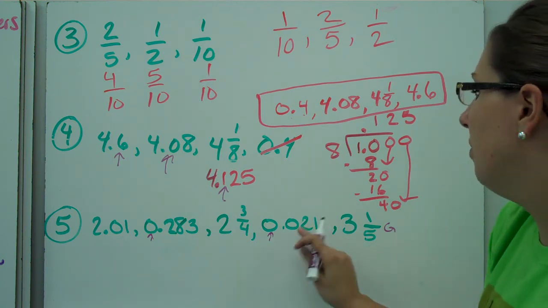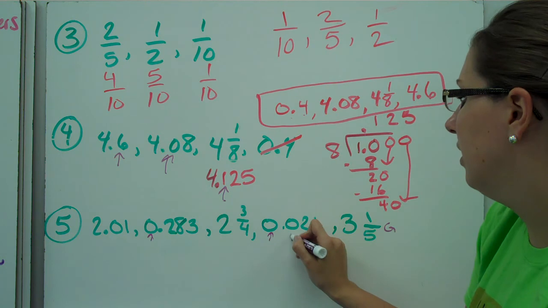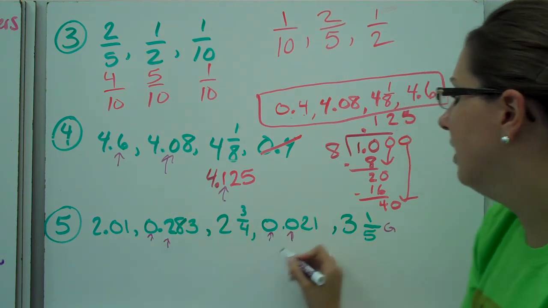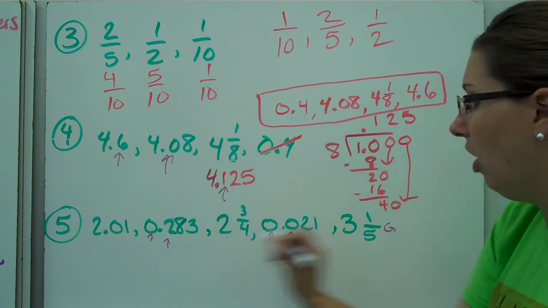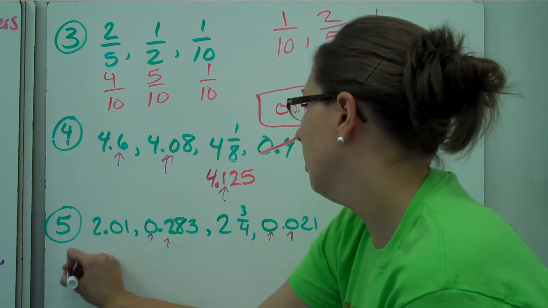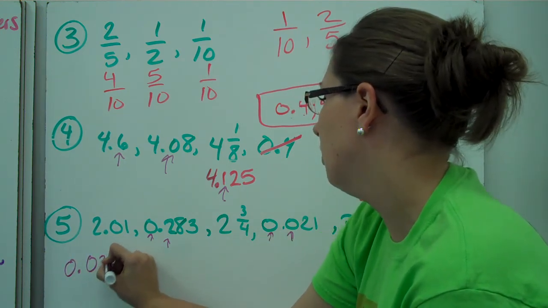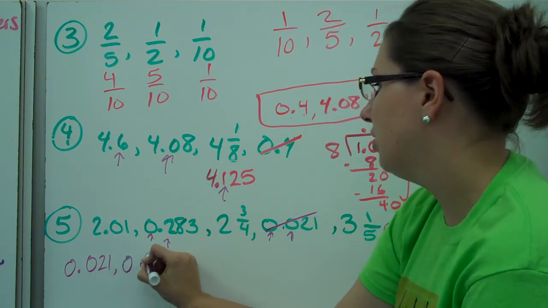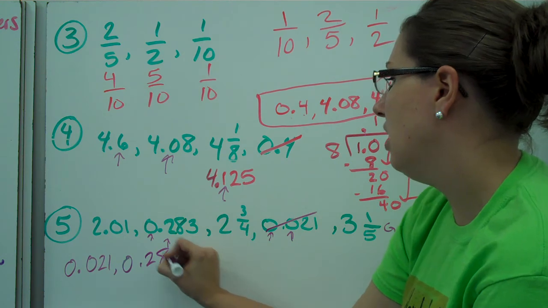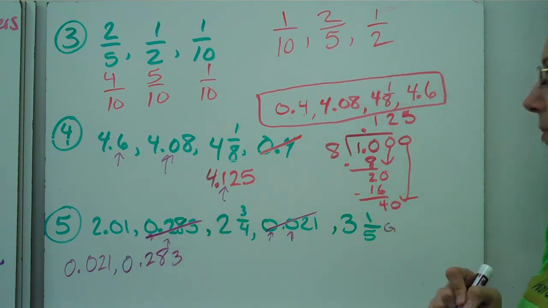Let me compare these two by looking at the tens place. This has a 0 in the tens place, so this is going to be the smallest number out of all 5 numbers. So 0.021. Then this one, 0.283.